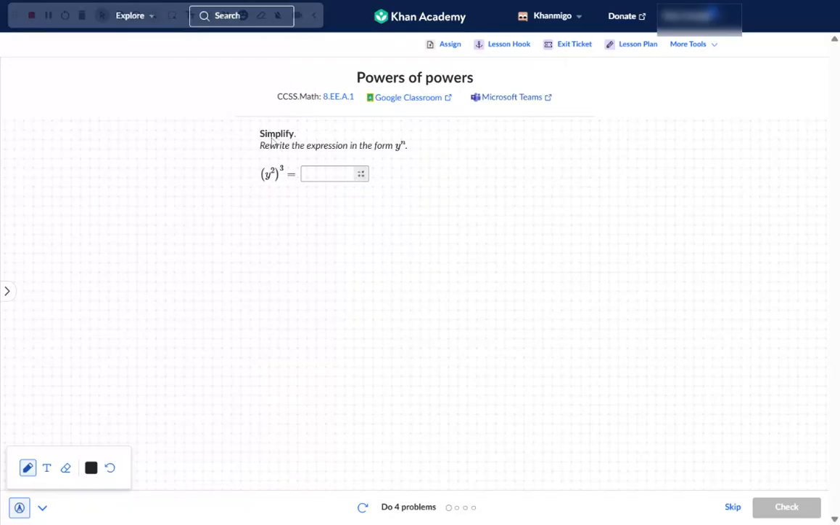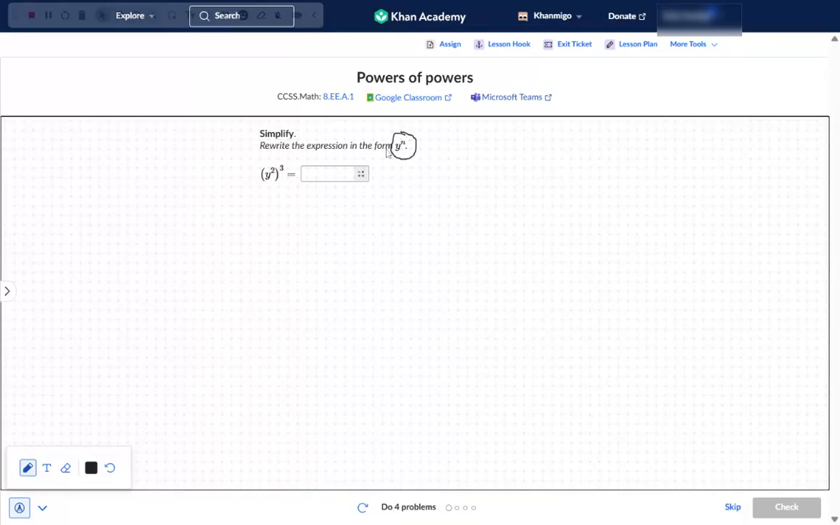They're asking us to simplify and rewrite the expression in the form y to the power of n. So already we're noticing that we've got some exponents here, and our goal is to just have one exponent. Observations we can make: we've got an exponent to the power of another exponent.